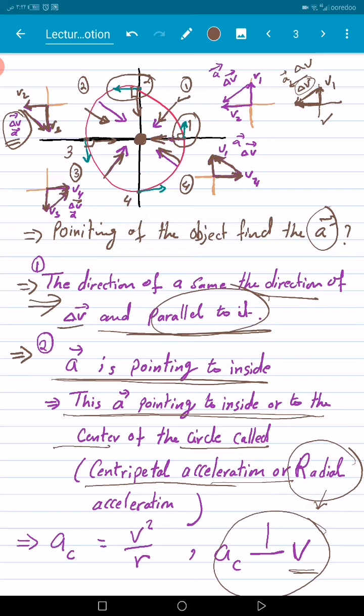What is the acceleration equal to from the previous lecture? We know it. A is equal to V squared divided by R. So it depends on R. When it's in radial, so it's radial per second. It depends on R.